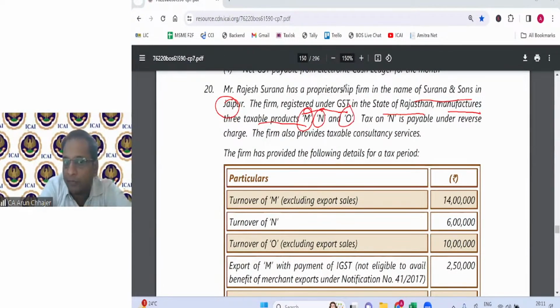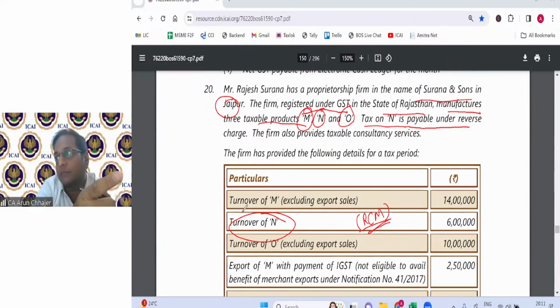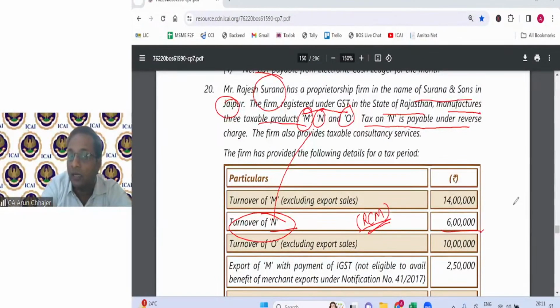So he manufactures three taxable products. Tax on N is payable under RCM. So please tell me whether Rajesh Surana has to pay the tax under RCM or the customer will pay the tax under RCM. What does this point mean? Whether this person will pay the tax under reverse charge on 6 lakh or the recipient will pay the tax under reverse charge. That is my point. Kindly clarify.